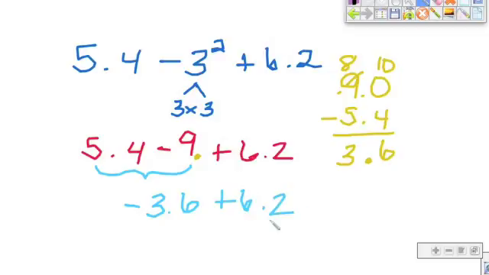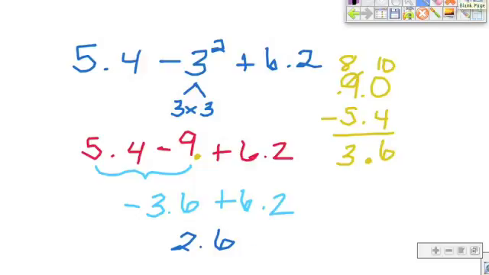Now I'm going to add it to the 6.2. Who do you have more of? Do I have more negatives or do I have more positives? Well, I have more positives. So I know my answer is going to be positive, so I'm going to subtract these two, and when I subtract them, I get 2.6.